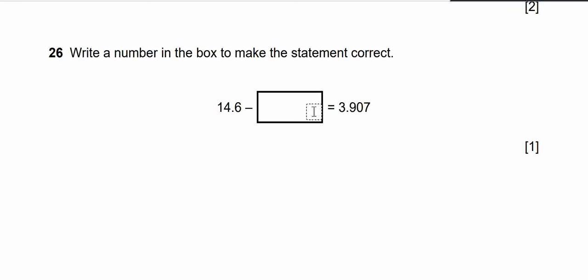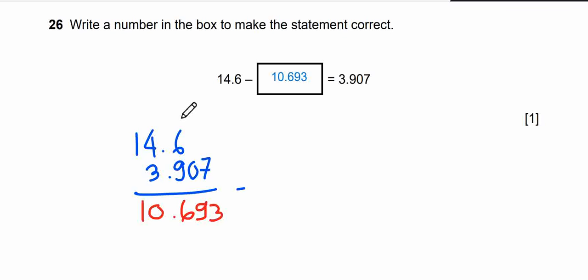Alright, have you finished? Let's check out the answer. Here we go. It's 10.693. So how do we get this number? 14.6 minus 3.907. We have to arrange this correctly, with the decimal points in a straight line. Now we have 6, 9, something, 0. So we put 0 and 0 here. So 0 minus 7 cannot.